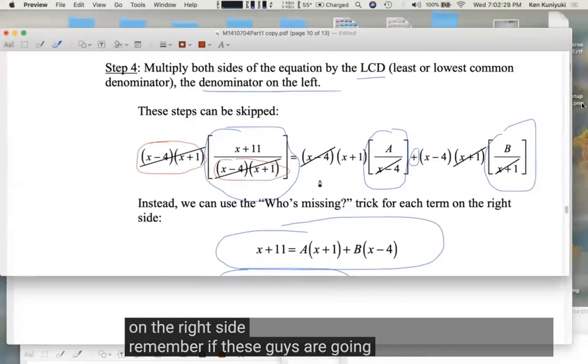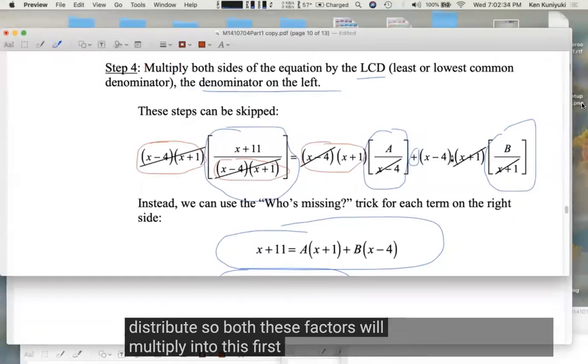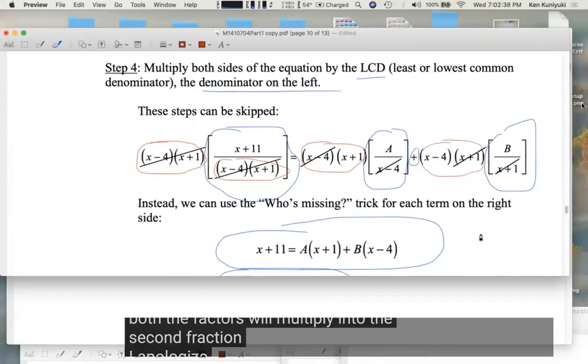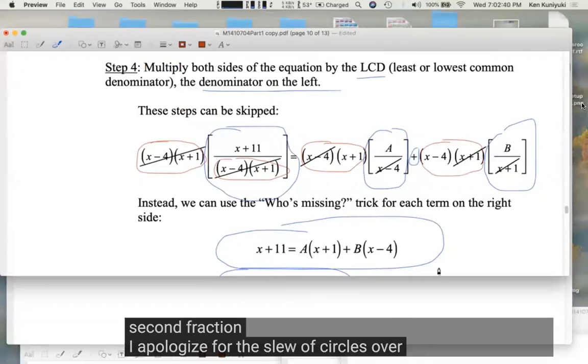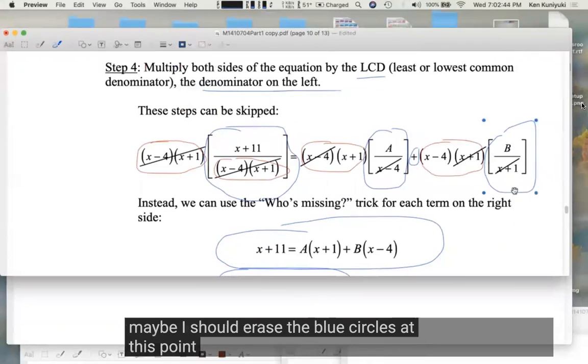Remember, these guys are going to distribute. So both these factors will multiply into this first fraction, and both the factors will multiply into the second fraction. I apologize for the slew of circles over here. Maybe I should erase the blue circles at this point.